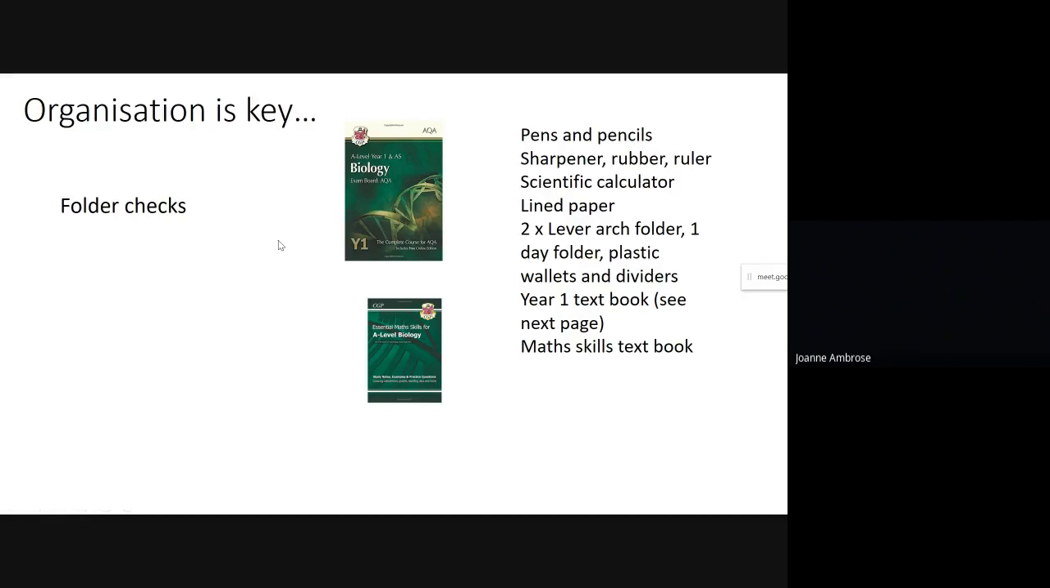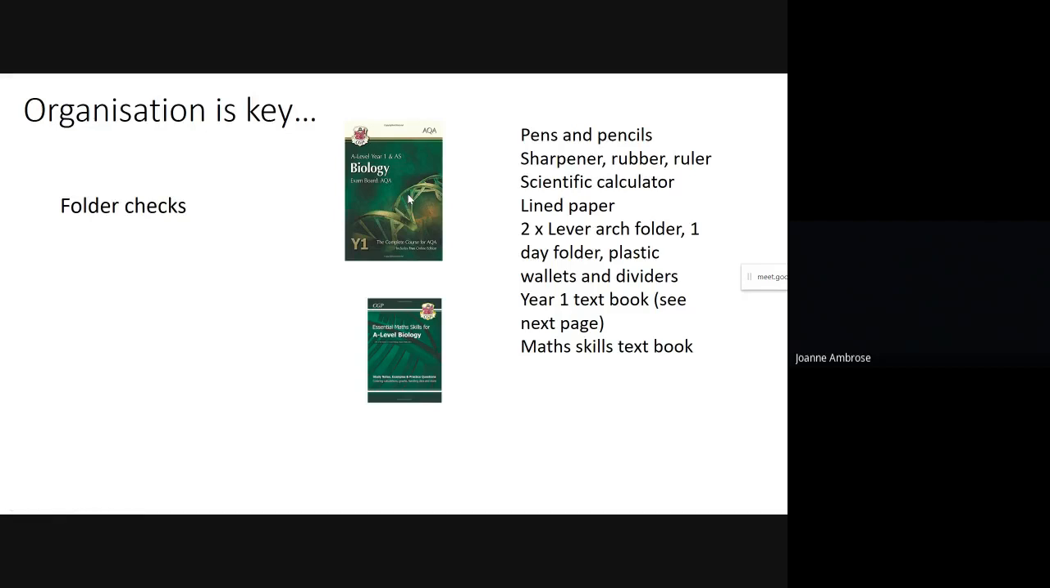Organisation is key. We will conduct folder checks throughout the year. These will be random, and they will be done in order to know that you are keeping up to date with all your organisation. There are 2 books that you need. You need this A-level Year 1 book here, and this one is highly recommended, the Math Skills for A-level Biology. This book we will need to use in class, so it's important that you bring it to school for your biology classes.